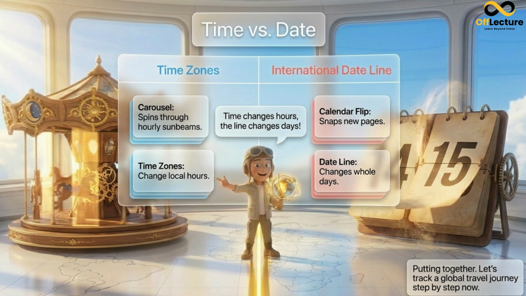Time versus date. Let's distinguish time zones from the international date line. Think of the time zones as a carousel spinning through hourly sunbeams to change local hours. The date line is a calendar flip that snaps new pages to change whole days. Let's track a global travel journey step by step to see it in action.